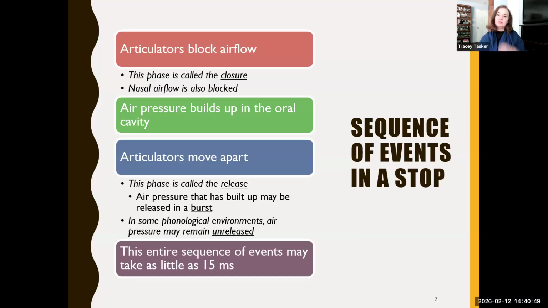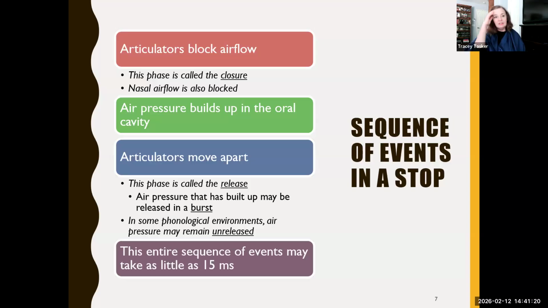All right, so in a stop, the articulators are blocking airflow, nasal airflow. We're talking about most stops, well, stops actually. Nasal airflow is blocked. The air pressure builds up, the articulators move, this is called the release, and then there may be a burst. As we just mentioned, there's not always a burst depending on where it's produced. This happens very, very quickly. So stops are also very short.